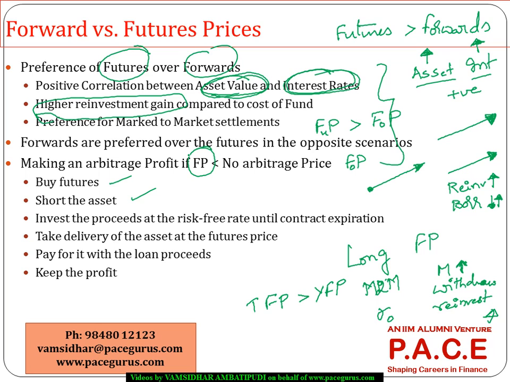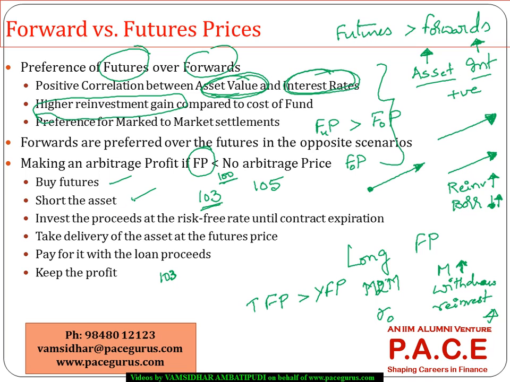Now that you have locked in your buy-in price for the future, you take the delivery at a future date. Because you have shorted and invested the proceeds, you get back the money, you pay some portion of it to take delivery of the asset, but you are still better off. Let's say the no arbitrage price is 105, whereas the futures price is 103, and the current price is 100. Now what are you doing? You are buying the futures, so you are ready to buy the asset at 103 at a future date.